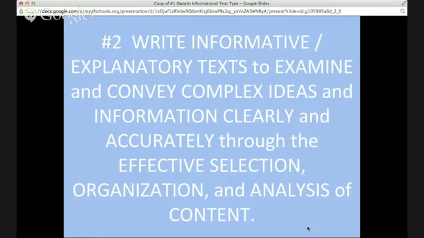And the next step is our anchor number 2, to write informative and explanatory texts, to examine and convey complex ideas and information clearly and accurately through the effective selection, organization, and analysis of content. And so we're going to end at this point for this video segment, and the next video will pick up where this left off, focusing on the grade level criteria for you and your learning.